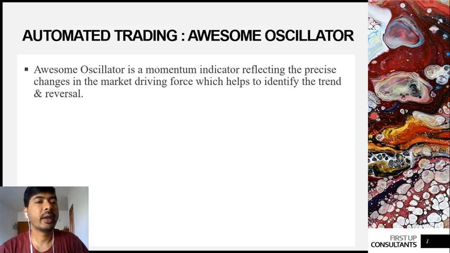Myself Vaibhav. In today's session of automated trading, we will be working with the awesome oscillator. This is basically a momentum indicator which tries to measure and indicate the precise changes in the underlying driving force of the instrument, and we can utilize it to give us an idea of the trend and subsequent reversal, if any. So we are going to work with this. We will get to know how we can utilize it in our algorithm, and then of course in a later session we will also try to develop some further complex strategy while adding more indicators and some optimizing techniques.